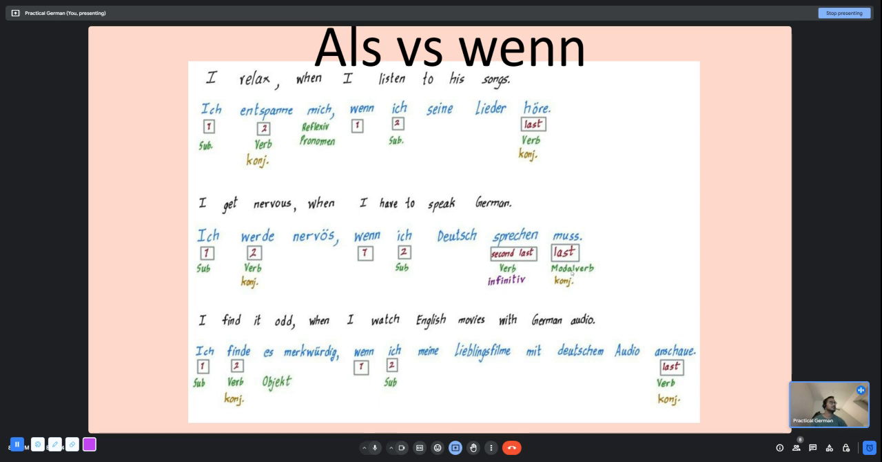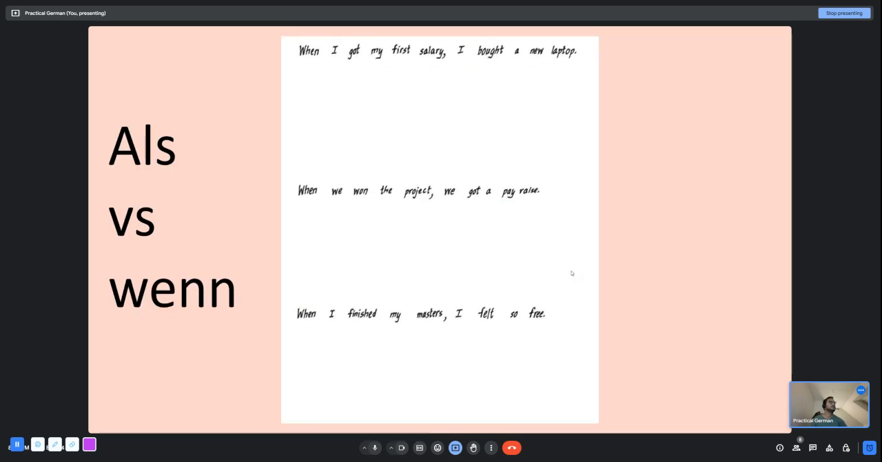Let's look at the next examples. These ones. When I got my first salary, you don't get your first salary again and again. You get it just once in life. When we won the project, of course, unless you work for Sam Altman, you may not be winning projects all the time, right? You work on a project, maybe once in a year you finish a project.